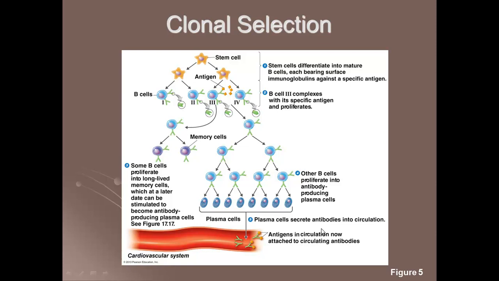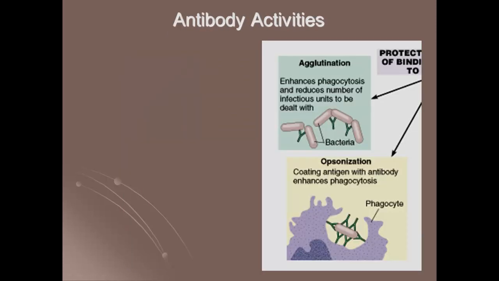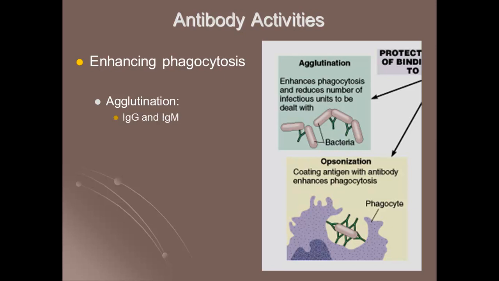So what happens once we produce those antibodies? Well, one, we can have the enhancing of phagocytosis. First step is agglutination with IgG and IgM. These are going to cause the aggregation of antigens for more efficient phagocytosis. So instead of the macrophage coming along and engulfing just one of these bacteria, we could bind two at a time and aggregate everybody in one area so that when the phagocyte comes along, it could eat up everything.